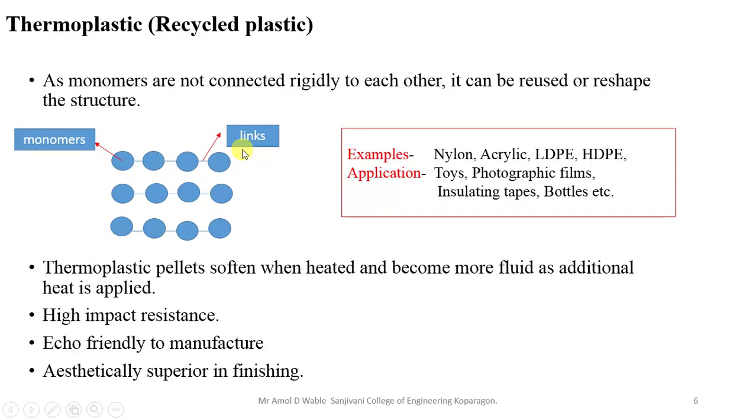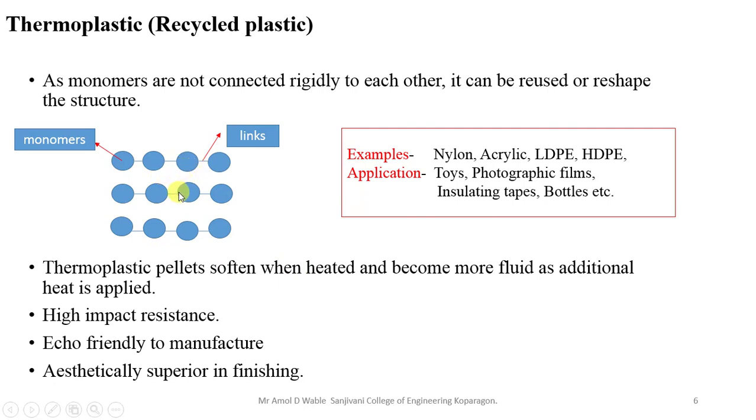Another is thermoplastic, which can be recycled. If you see the molecular structure or the arrangement in thermoplastic, you will find that monomers are connected with horizontal links and not vertical links. So if I heat the thermoplastic, due to this structure, the monomers can change from their previous shape.